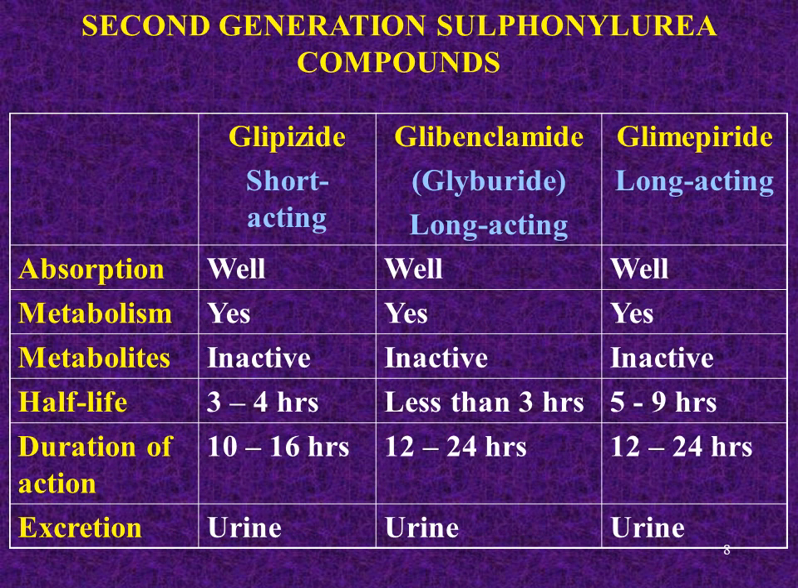Now, if we compare the second generation, we can see that they are also well absorbed, their metabolism is good, and there are inactive metabolites. Half-life is according to their duration of action, that is 3 to 4 hours, 3 hours, and 5 to 9 hours. Similarly, they are excreted through urine.